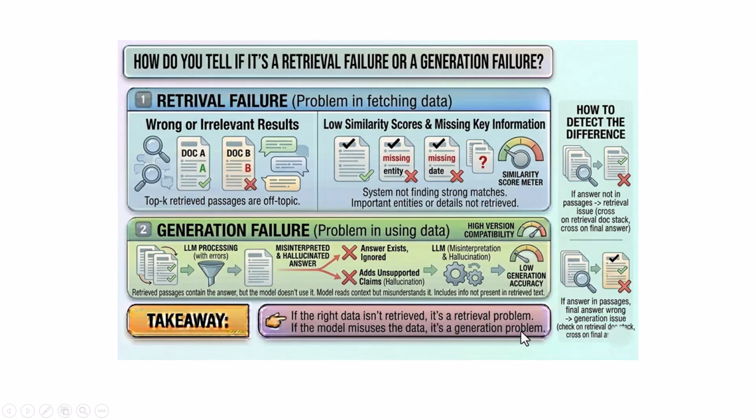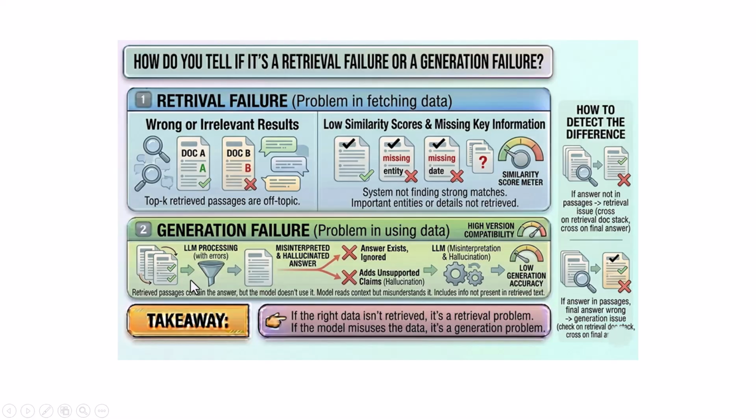The next one is, how do you tell if it's a retrieval failure or a generation failure? So retrieval failure means the problem is with fetching data. If you get wrong or irrelevant results, that means top K retrieved passages are off topic. If the results have low similarity scores, then the system isn't finding strong matches. And if key information is missing, then important entities or details are not retrieved. And if the answer is not in retrieved data, even though the knowledge base has it, the system fails to fetch it, right?